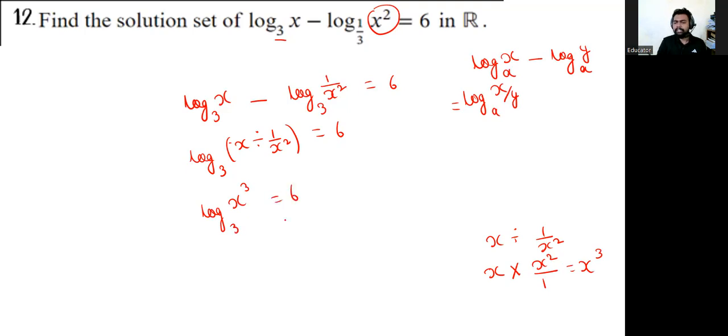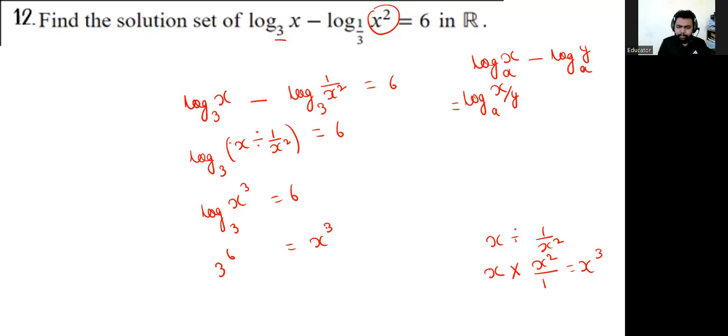Now turn this into an exponent. How are we turning this into an exponent? The exponent and logarithmic function are the inverse functions of one another. So here the base would be the same. My input will become my output. So x cube is my input, that will become my output. My output will become my input. So this is how I'm going to deal with it.